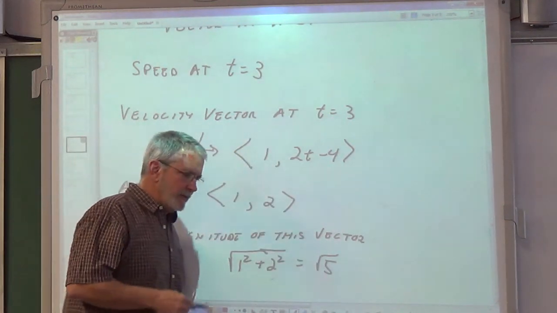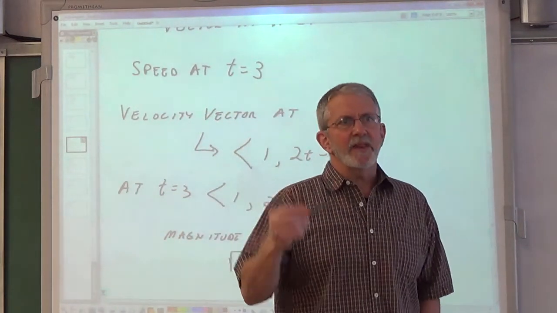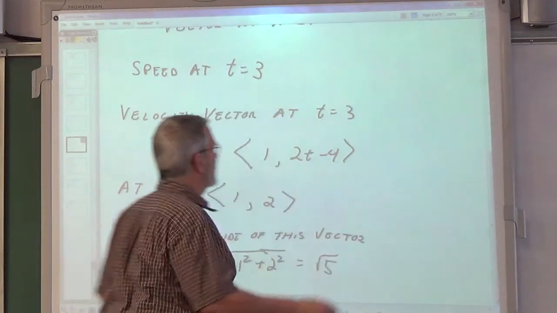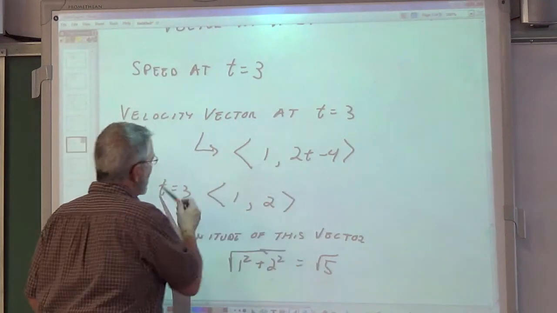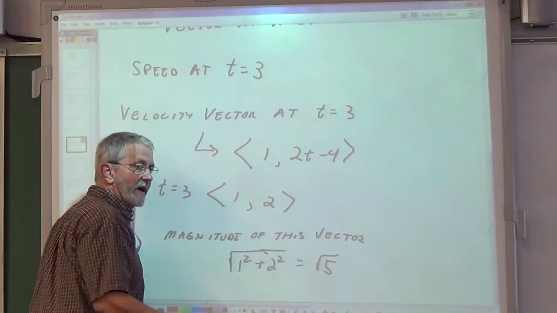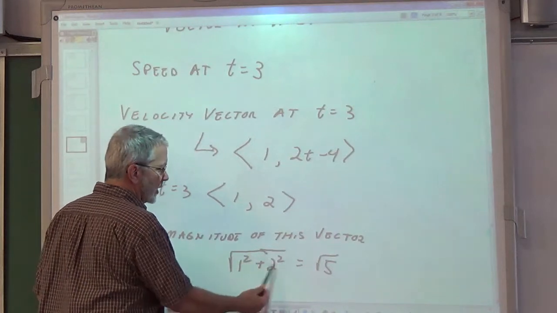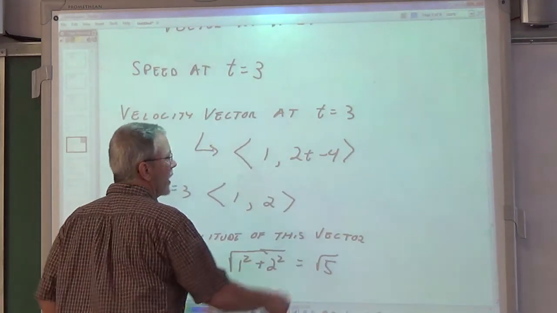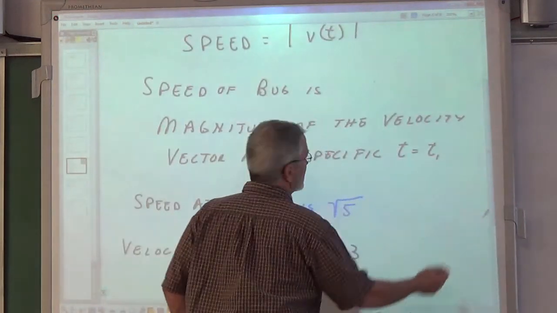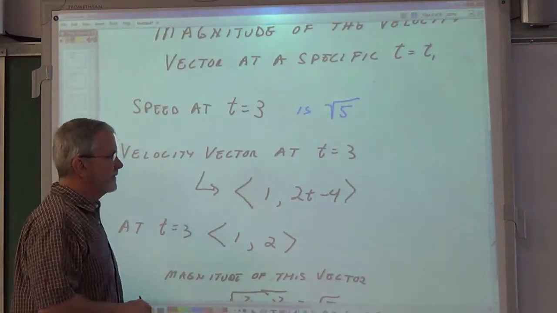So the speed of a bug is the magnitude of a specific velocity vector at a specific time. If I want to find the speed at 3, I simply find the velocity vector at 3, which is (1, 2). We know how to find the magnitude of that. We talked about that yesterday. It's a very easy concept. 1 squared plus 2 squared is the square root of 5. So the speed of that bug at time t equals 3 is the square root of 5.